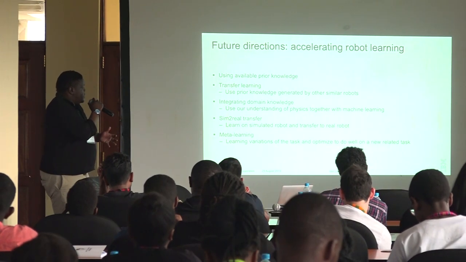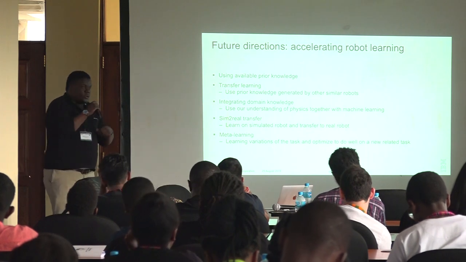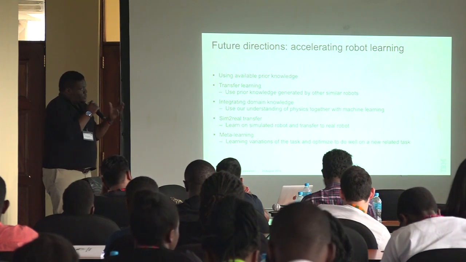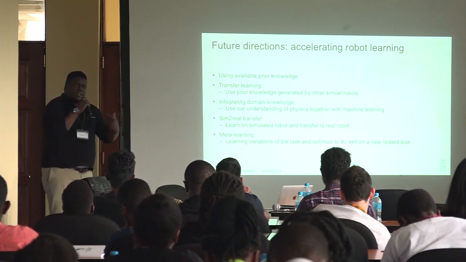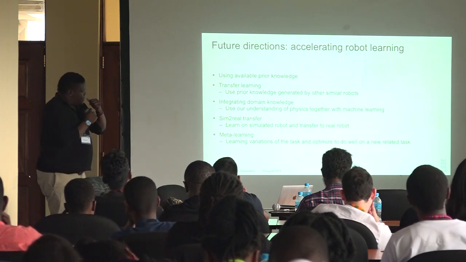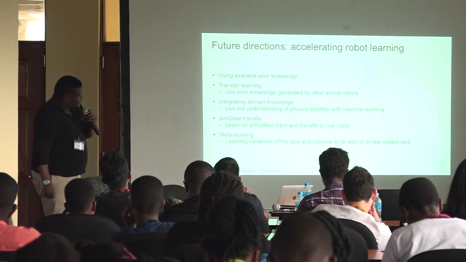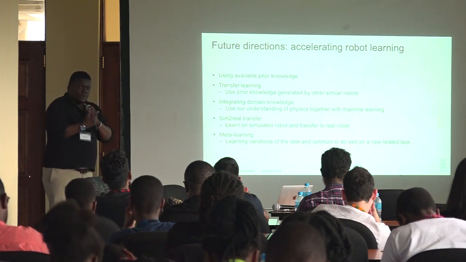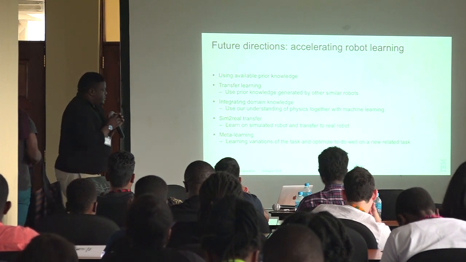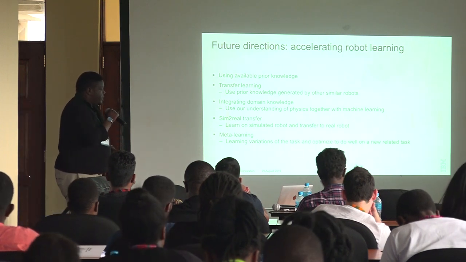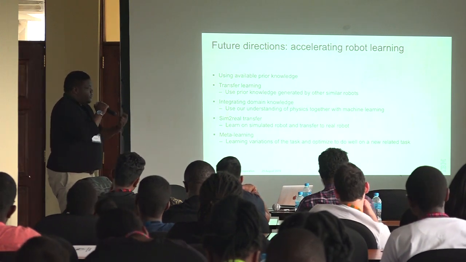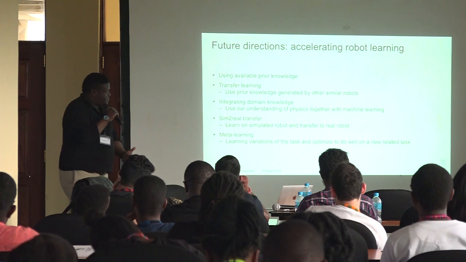The second approach is, instead of throwing away all the mathematical models that researchers have come up with, how can we combine them with supervised learning to accelerate learning? The third one is sim-to-real transfer, so learning in simulation and adapting it to a real robot. The last one is meta-learning, where you learn variations of the same tasks and optimize to do well on a new related task.